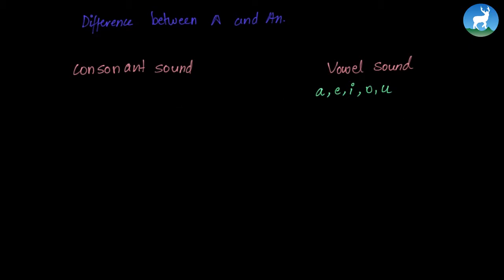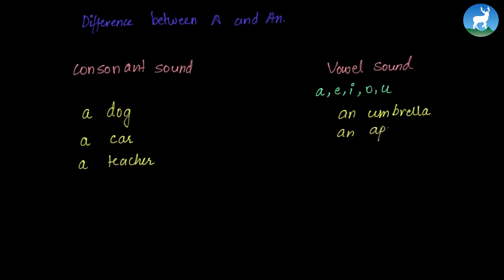So use a before a consonant sound. A dog, a car, a teacher. And use an while you're using a vowel sound. For example, an umbrella, an apple, an hour. Here, hour does not start with A, E, I, O, U. However, we say hour and the sound starts with O, an hour.